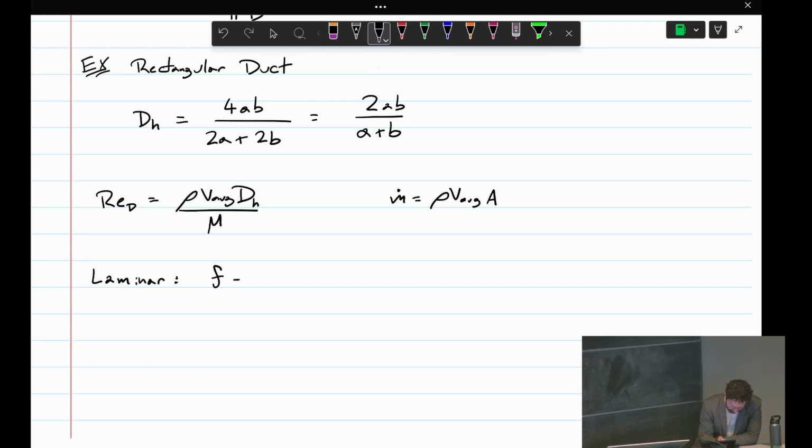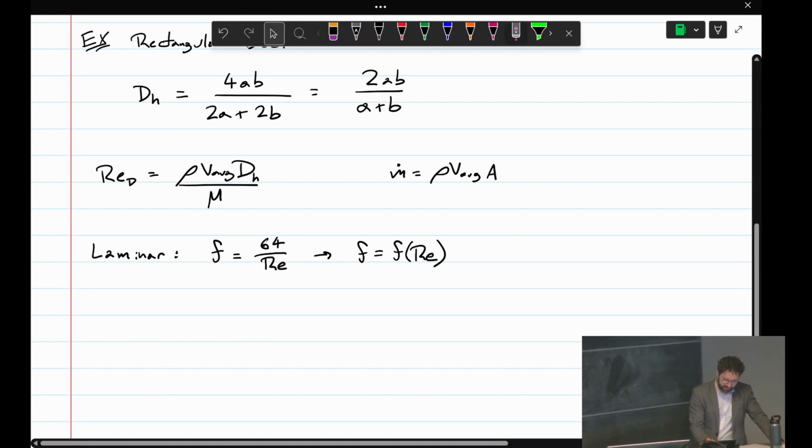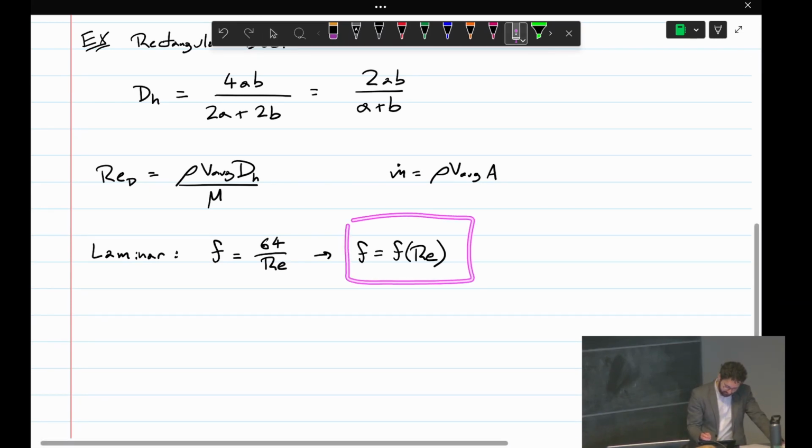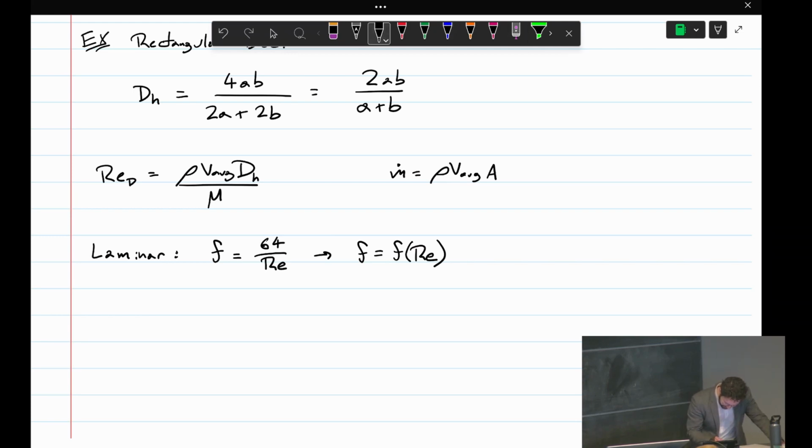So does anyone remember what the friction factor is for a circular pipe for the laminar case? Yeah, other way around, but 64 over the Reynolds number. So we said that for laminar flows, the friction factor generally depends just on the Reynolds number. Surface roughness doesn't play a big role because the diffusive effects are so high that the perturbations caused by the surface roughness are easily diffused away by the viscous effects. So this is still the same. Our friction factor is still a function of our Reynolds number. Just to be consistent, I'm going to call that Re sub d.